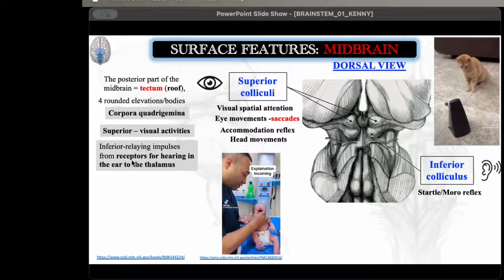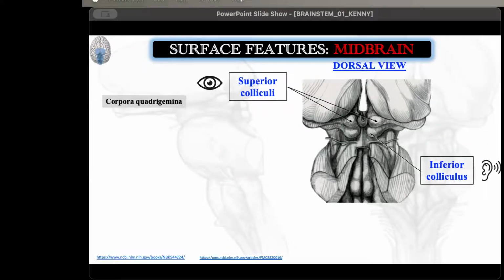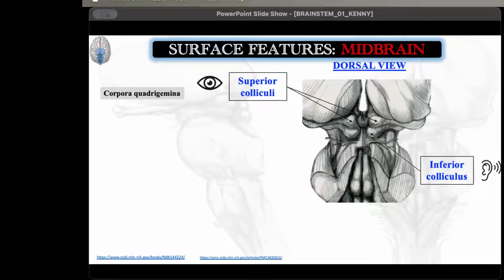You see, the examiner or the physician here made a sudden movement of the body, like sudden dropping of the baby, and the baby reacted by stretching the arms. So that's a reaction towards the sudden movement made by the examiner. That's the startle reflex. We'll have a separate video discussing the reflex, but you know that it is executed by the inferior colliculi.